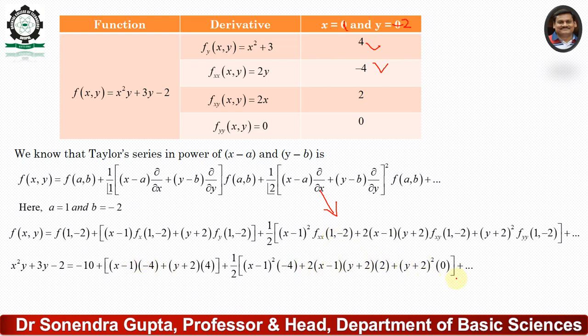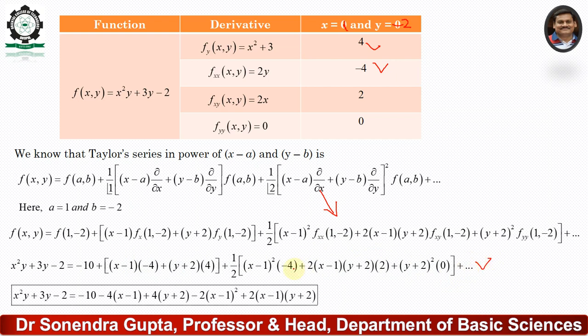Now we can simplify these terms, then we get x square y plus 3y minus 2 equal to minus 10 minus 4 times x minus 1, plus 4 times y plus 2, minus 2 times x minus 1 whole square, plus 2 times x minus 1 times y plus 2. Now we have expanded the function x square y plus 3y minus 2 in terms of x minus 1 and y plus 2. These are the three important problems in this topic, which is the Taylor series for a two variable function.